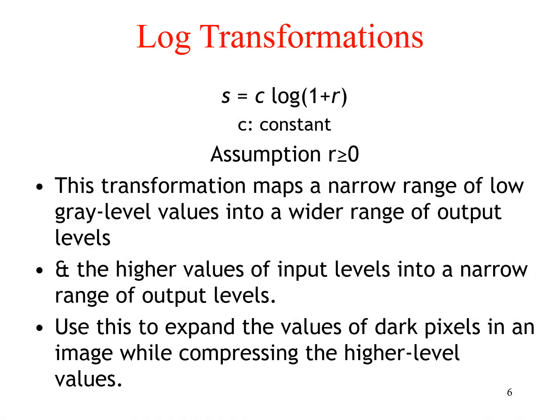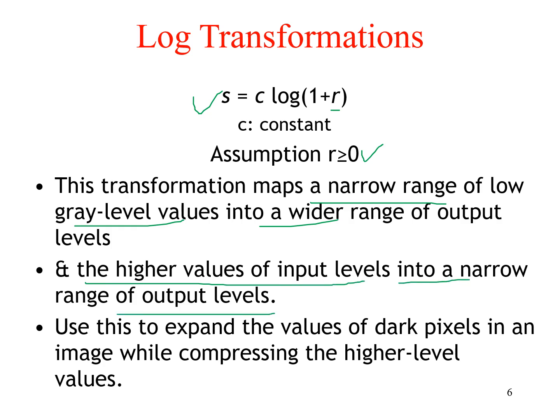Next is logarithmic transformation. This you have to remember: S is equal to C log of 1 plus R, where R is the input variable value, R is greater than or equal to 0, C is a constant, and S is the output variable value. As I have explained earlier, this transformation maps a narrow range of input gray level values to a wider range of output gray level values, and the higher values of the input levels into a narrow range of output levels. So use this to expand the values of dark pixels in an image while compressing the higher level values. As I mentioned earlier, the darker pixels become visible.